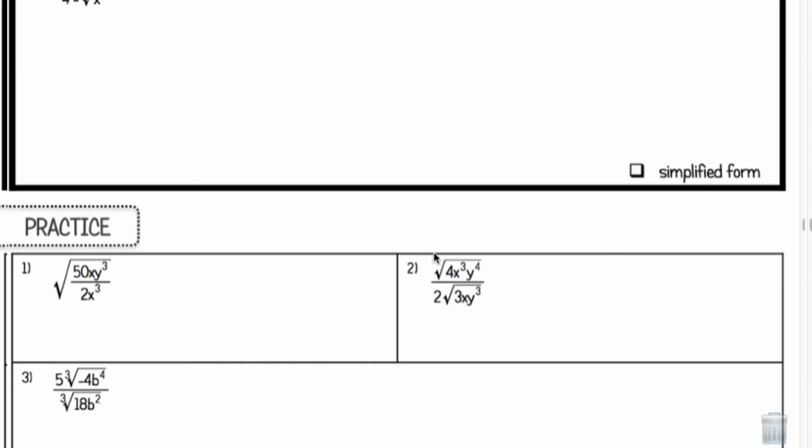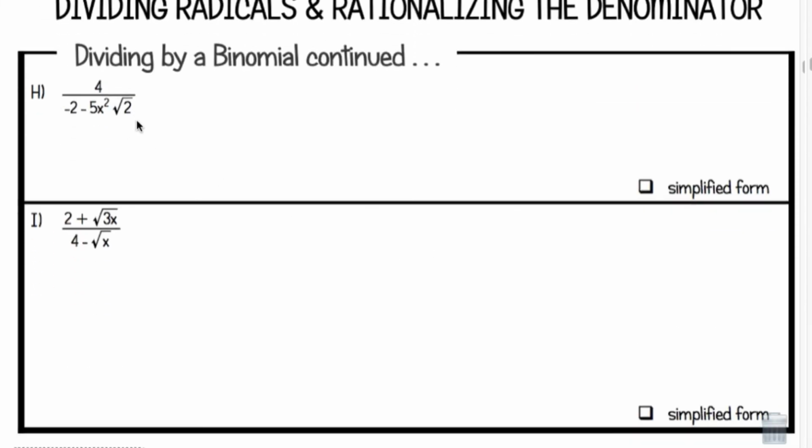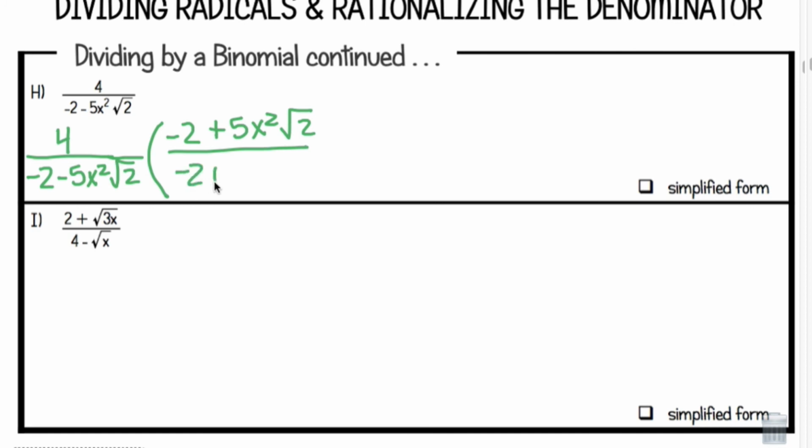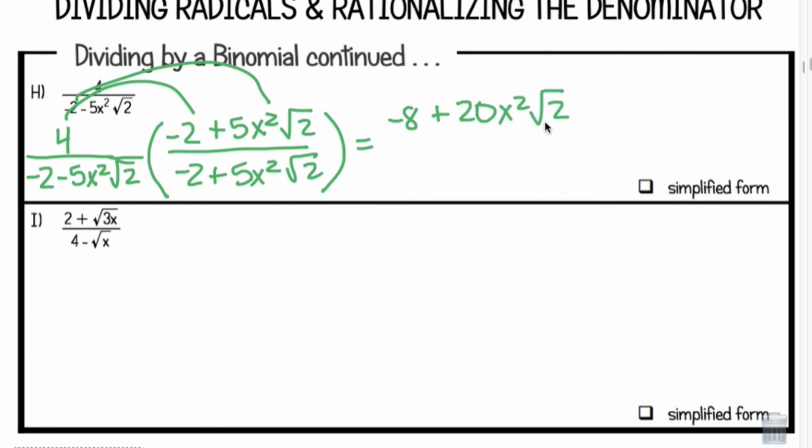We're going to do a few more like this. We have our binomial, and I'm going to multiply by the conjugate. I'm going to rewrite it first. The conjugate is negative 2 plus 5x squared square root 2. So negative 2 plus 5x squared square root 2. And I'm going to have to distribute. So I'll have negative 8 plus 20x squared square root 2.